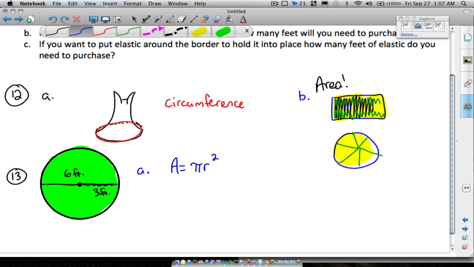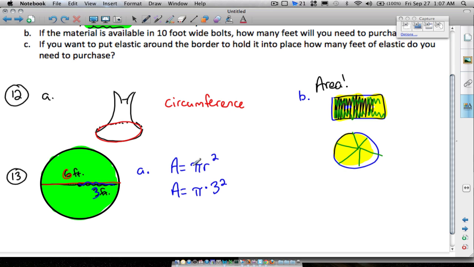That would have been the distance across the circle. That 6 was that. 3 feet was the radius. Remember what I drew a couple of minutes ago. So therefore, the area of this circle, pi, the radius is 3. So it's pi times 3 squared. That's what pi r squared means. Pi times the radius squared.